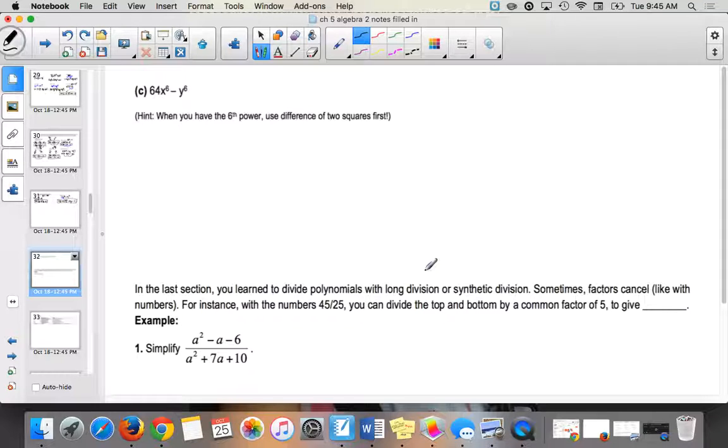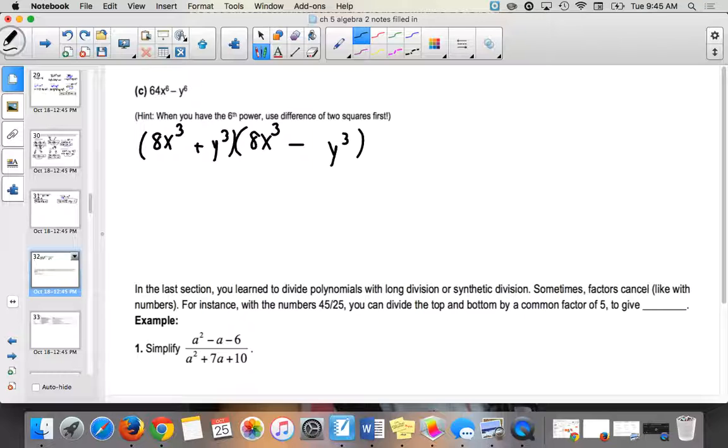So this one's a really tricky one. Are we ready for it? Maybe. So we're going to break it apart using the difference of two squares. I'd have 8x cubed times 8x cubed makes 64x to the 6th. And I have y cubed times y cubed makes y to the 6th. So plus and minus.